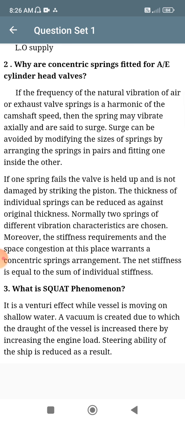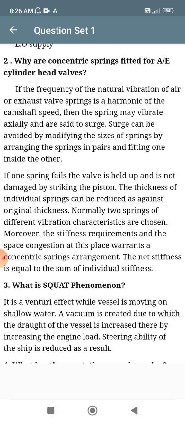If one spring fails, the valve is held up and is not damaged by the striking pressure, because there will be two springs. So the thickness of the individual spring can be reduced as against the original thickness. Normally two springs of different vibration characteristics are chosen. Moreover, the stiffness requirements and space congestion at this place vary, hence the concentric spring arrangement. So the net stiffness is equal to the sum of individual stiffness.